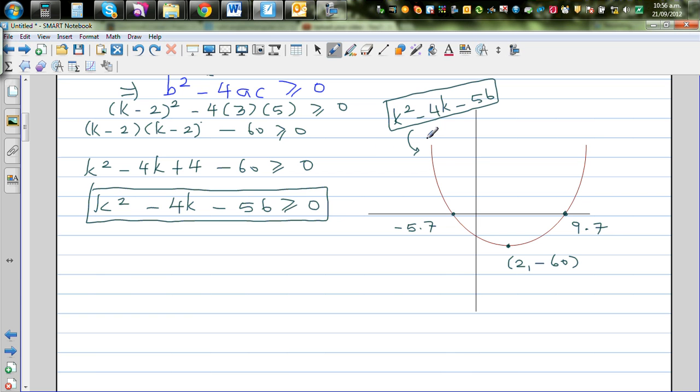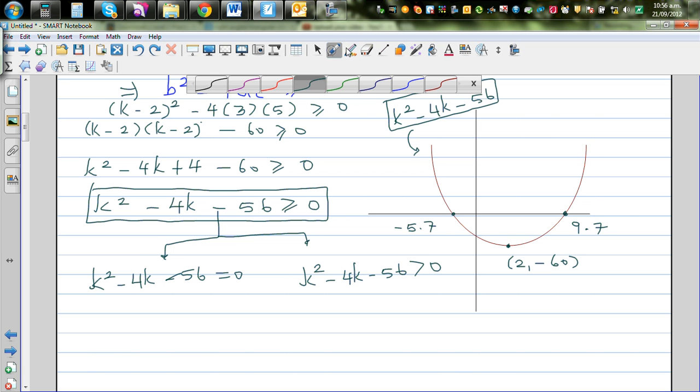Now you're asking the question, when is this greater than 0? This has got two meanings, in fact two questions. When is k squared minus 4k minus 56 equal to 0? That's one question you need to answer. And you also need to answer, when is k squared minus 4k minus 56 greater than 0? Graphically, you can understand it becomes 0 at these two points, when k is minus 5.7 or 9.7, and it is greater than 0 for these values. So for this parabola, when k is less than minus 5.7, it is greater than 0, and when k is greater than 9.7, this is always going to be greater than 0.